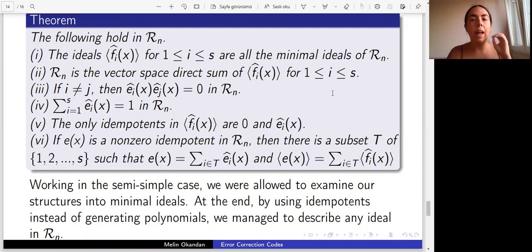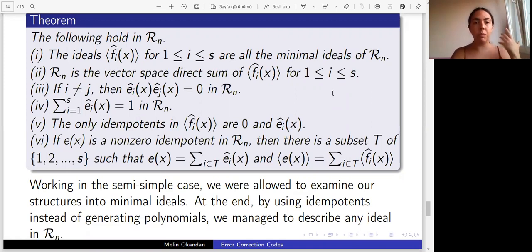Okay, and there's something more. Let's say we take an arbitrary idempotent in Rn, not just in our minimal ideals, just a random idempotent in Rn. Then we know that there is a subset T of the integers 1 through s, such that Ex can be expressed as a sum of ei hat x. And the ideal generated by Ex can be expressed as a sum of the ideals generated by fi hat x, in which the i is taken from this subset of integers.